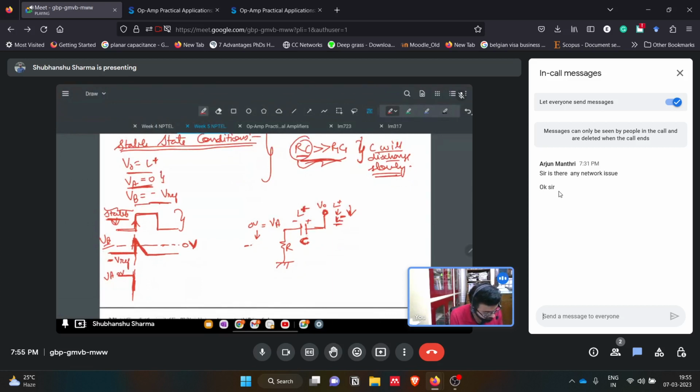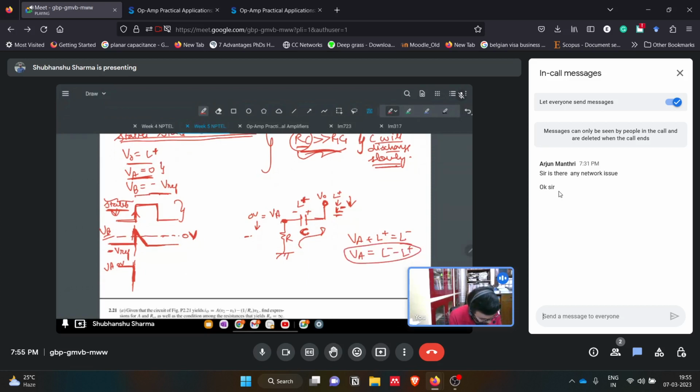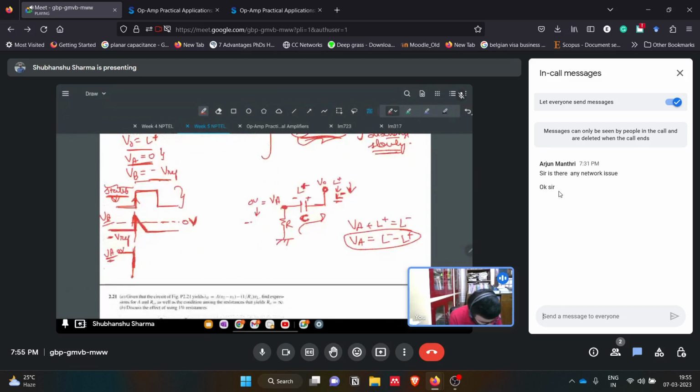So what will be the VA voltage? We'll use simple KCL here. VA plus L plus equals L minus, so VA will be L minus minus L plus. This will be the VA voltage. So we were talking about the VA voltage; this goes immediately to L minus minus L plus.